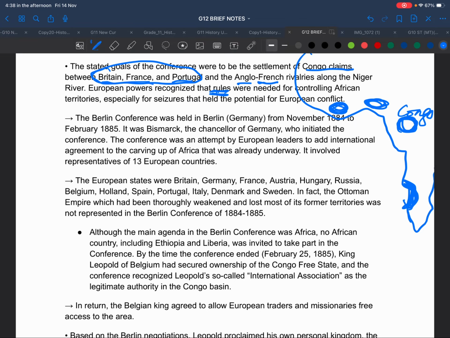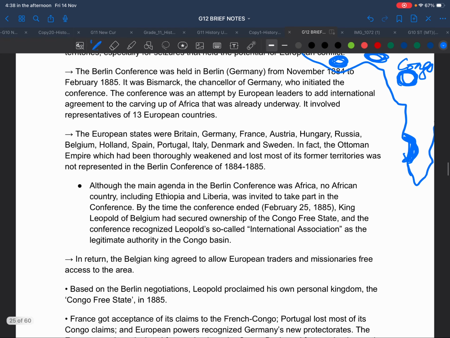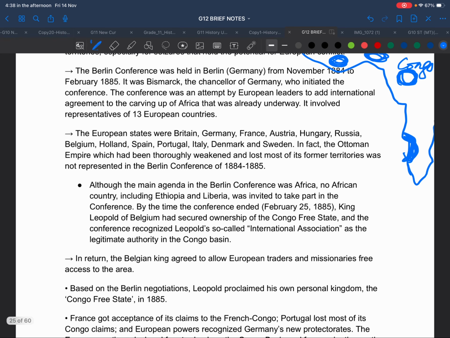The Berlin Conference was held in Berlin, capital of Germany, from November 1884 to February 1885. It was Bismarck, the Chancellor, as you know well, Chancellor meaning Prime Minister of Germany, who initiated, motivated, and inspired other European powers to come to the conference, who initiated the conference.